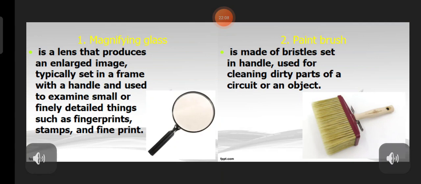One of the examples of auxiliary tools is the magnifying glass. A magnifying glass is a lens that produces an enlarged image, typically set in a frame with a handle, and used to examine small or finely detailed things such as fingerprints, stamps, and fine print.